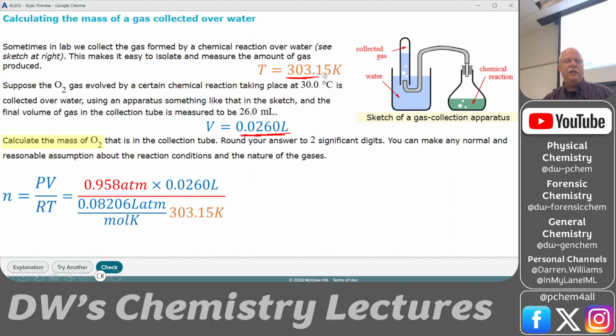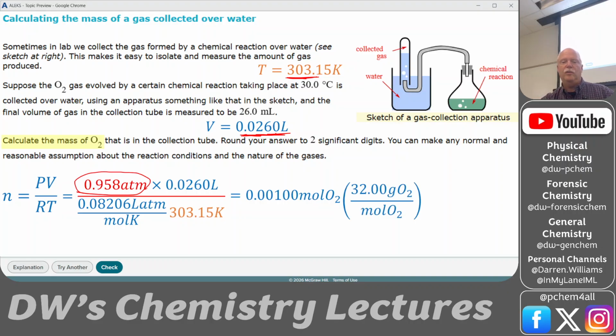And so here's our equation, and here's our pieces. So this was the pressure of oxygen determined from the previous step after we subtracted the vapor pressure of water. Here's the volume that was collected, and here's the temperature at which it was collected. And so we end up with 0.001 mole of oxygen, and then we're going to convert that to grams. 32 grams of O2 per mole. So we calculate the moles of oxygen. Now those cancel, and we get grams of oxygen. So 0.032 grams. So it's not that difficult a problem, but it does have that weird step of subtracting out the vapor pressure of water.